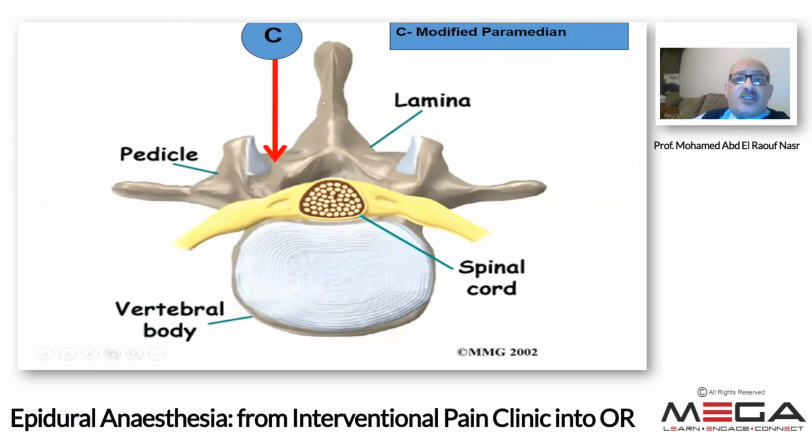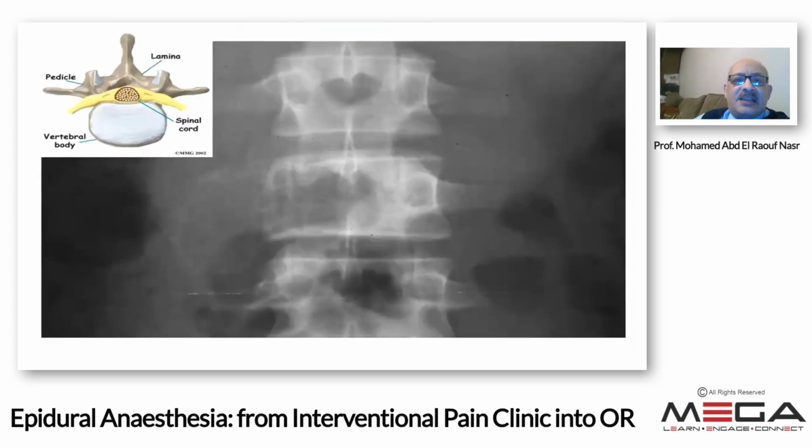The third is what is called the modified paramedian approach. Personally, I'm always using this technique. I go immediately lateral to the spinous process, then I go with my needle perpendicular until I hit the bone. I'm hitting here the lamina, so I can know the depth of my needle. I know the distance from the epidural space. So now I converted the blind technique into as if it is an ultrasound-guided technique, and I know my depth.